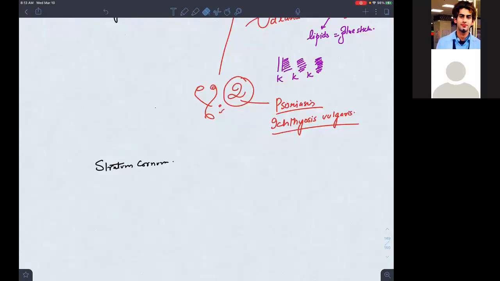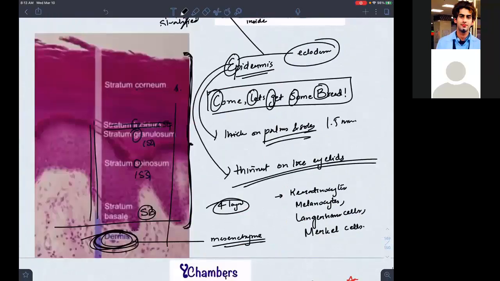So this stratum corneum is also called what? The horny layer. It's called the horny layer. By the way, it is the thickest layer. Can you see it is the thickest layer or not? Can we appreciate it?